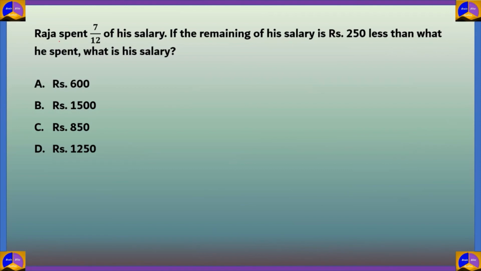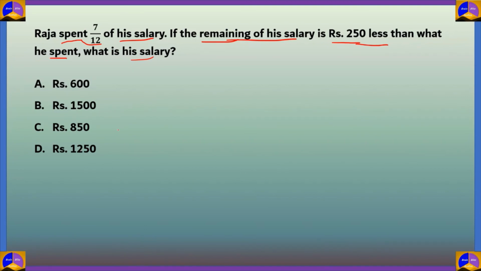The last question of the day. Raja spent 7/12 of his salary. If the remaining of his salary is rupees 250 less than what he spent, what is his salary? Option A, rupees 600. Option B, rupees 1,500. Option C, rupees 850. And option D, rupees 1,250.